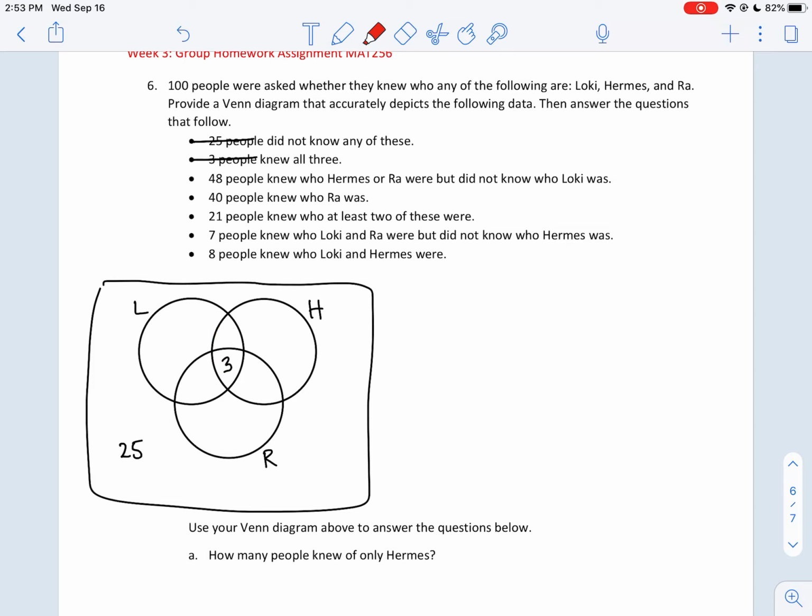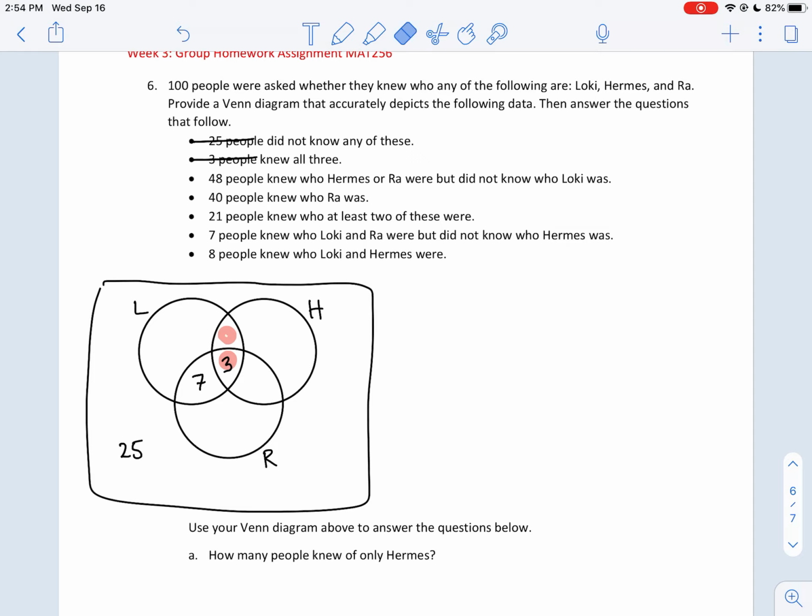And 7 people knew who Loki and Ra were, but did not know who Hermes was. So that's the 7 is going to be here. No Loki and Ra, but not in the Hermes. And 8 people knew who Loki and Hermes were. Loki and Hermes are these 2 dots. That has to be 8.